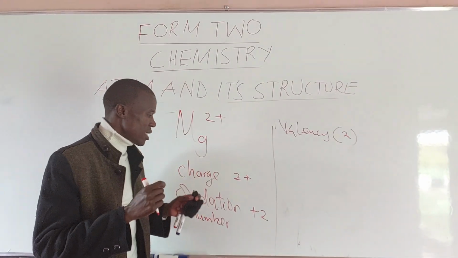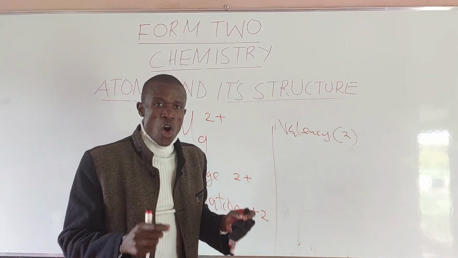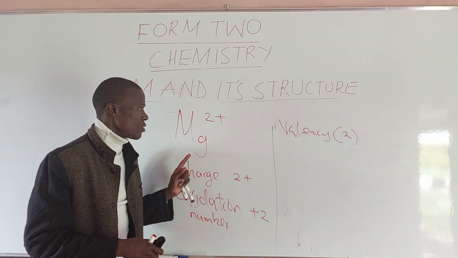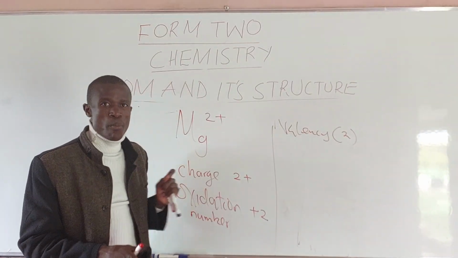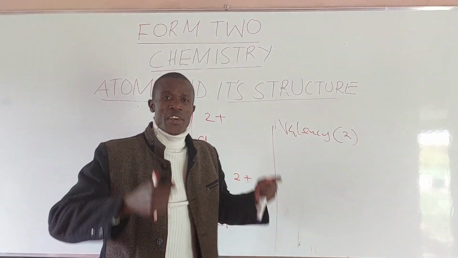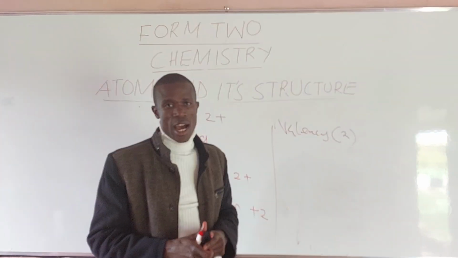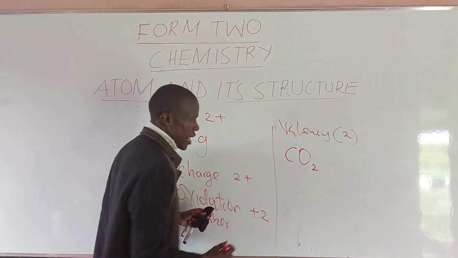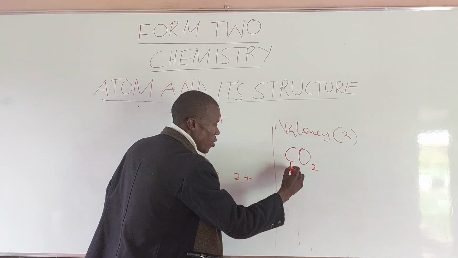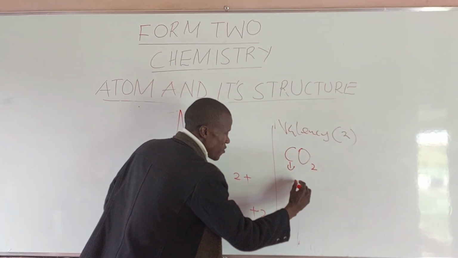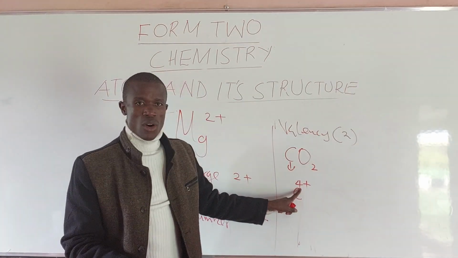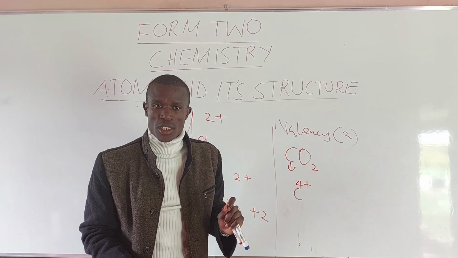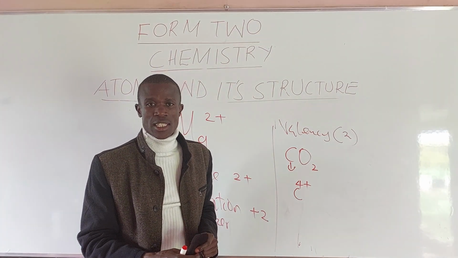What is meant by the term oxidation number? Oxidation number is the apparent charge of an element in a compound, or basically the charge of an ion. For example, we have carbon 4 oxide. The 4 is actually the charge on carbon. So that 4 becomes the oxidation number of that element.